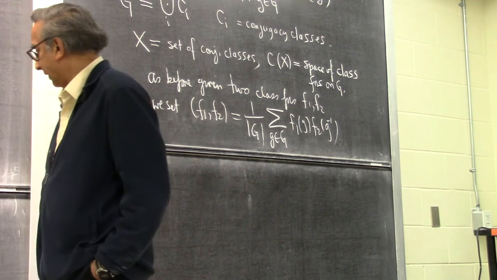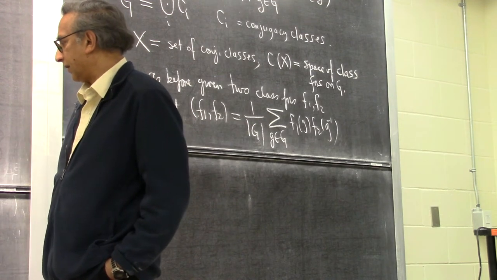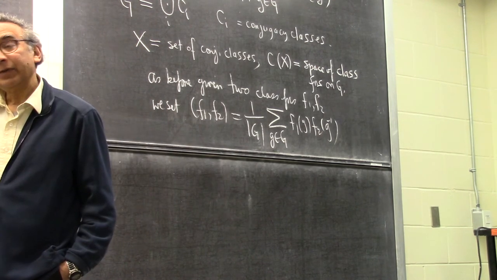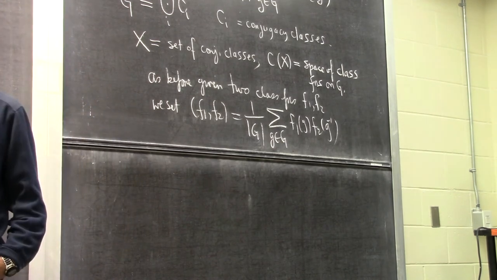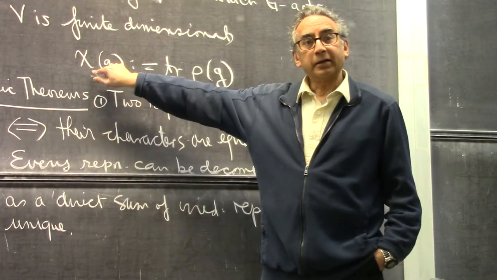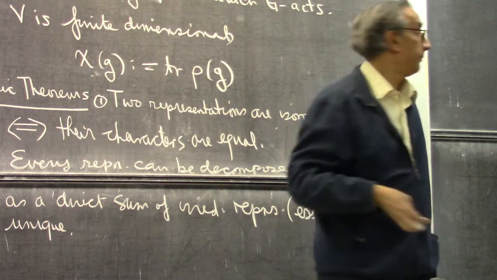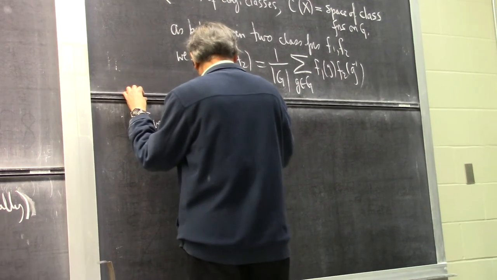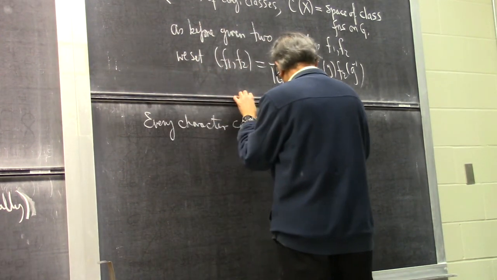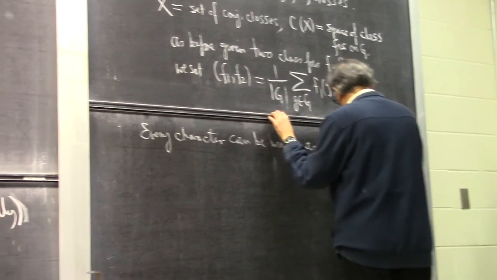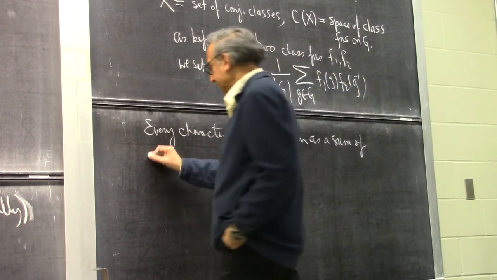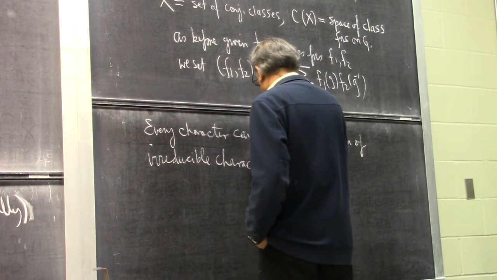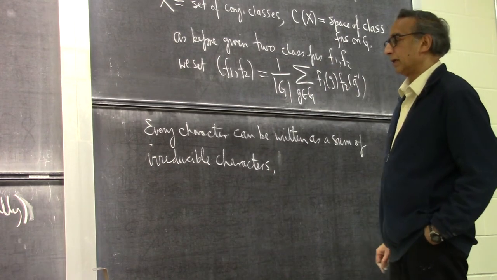Now, as I said, every representation can be decomposed into the direct sum of irreducible representations, and representations are essentially determined by their characters. So every character, which is given by a representation, can be written as a sum of irreducible characters.